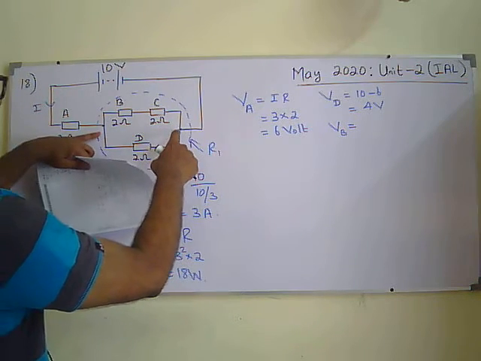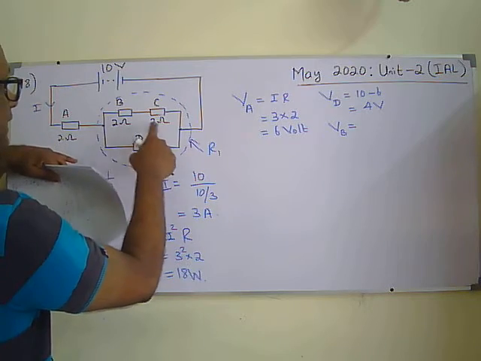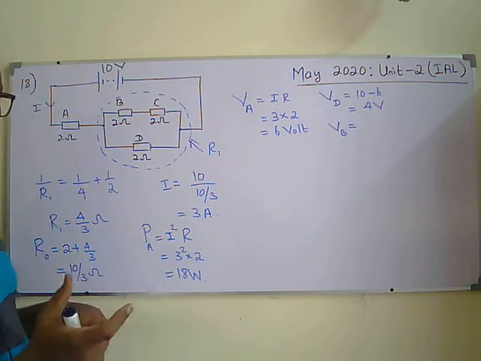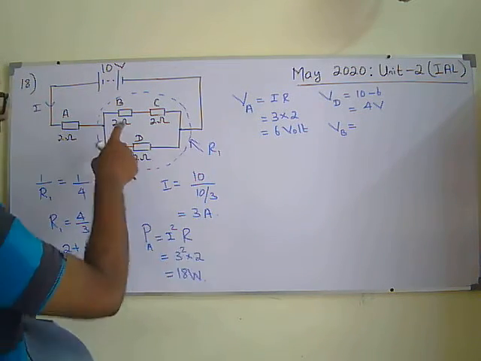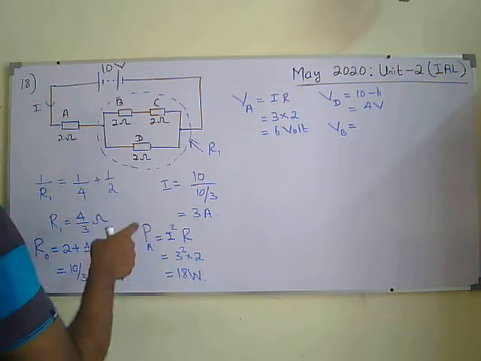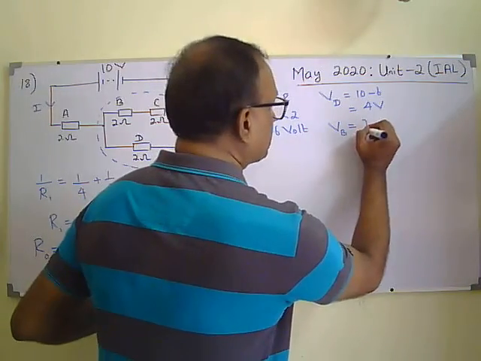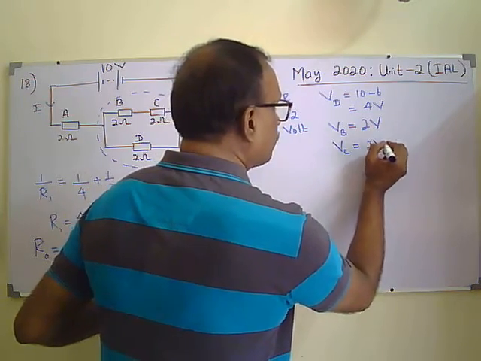That's the voltage across the junction. Total voltage across B and C is also 4, but they are identical resistors connected in series. When components are connected in series, voltage will be divided at the ratio of their resistance. Same resistance, so 4 volt will be divided across B and C equally, 2 volt, 2 volt. So voltage across B, 2 volt. Voltage across C also 2 volt.